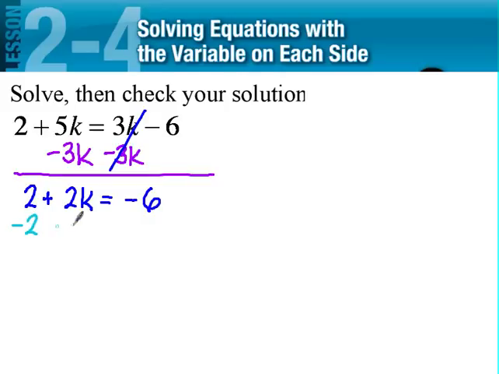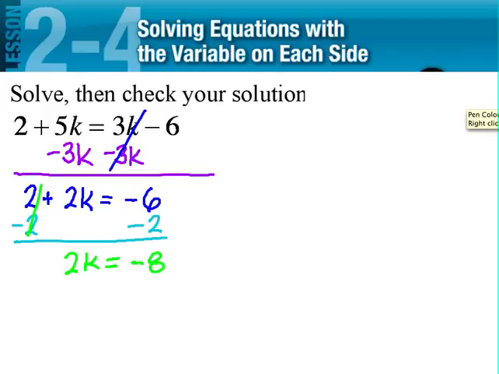Subtract 2. So on the left side, what ends up happening is you've got 2 minus 2, which is 0. That's gone. And I've got my 2k. Over here, I've got a negative 6 and a negative 2, which is negative 8. To solve for k, I divide by 2. Very good. So I end up getting k to equal negative 4.